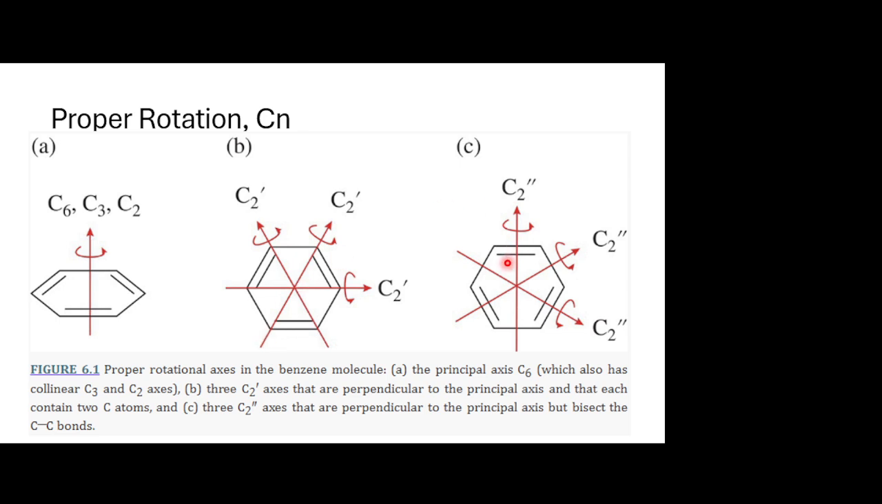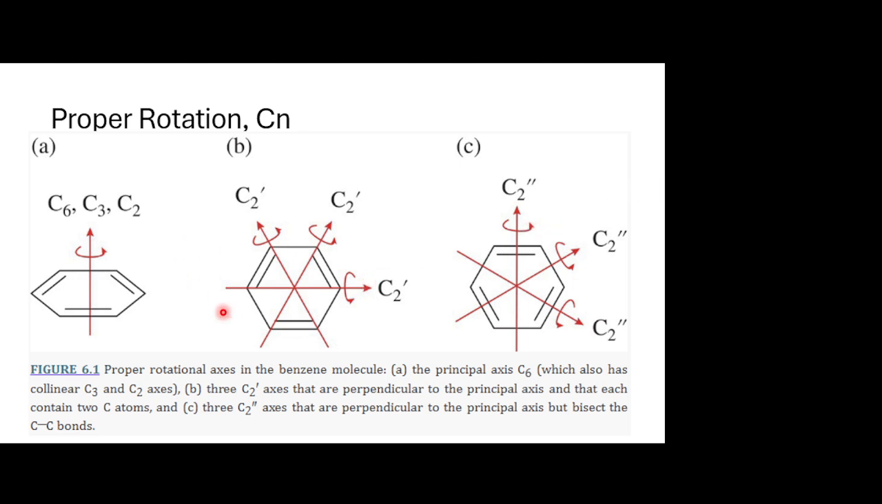Okay, the other C2 that happens is going to be the C2 with a double prime, and this is going to be where our axis goes between the bonds. Okay? And so this would be around this axis. Everybody see it okay? So everybody starting to see the rotational axes? Okay, fantastic.